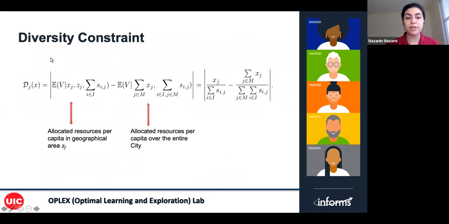And so we defined our diversity constraint as d_j of x, which stands for each center j. And by this constraint, we're measuring the difference between the expected number of resources allocated per capita in a specific geographical area and over the entire area or city. So we're really measuring the difference between these two. And the way we calculated each of these expected values is just by the fraction of vaccines to total population.